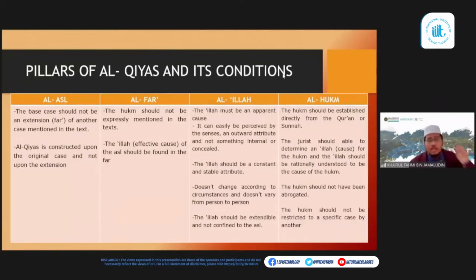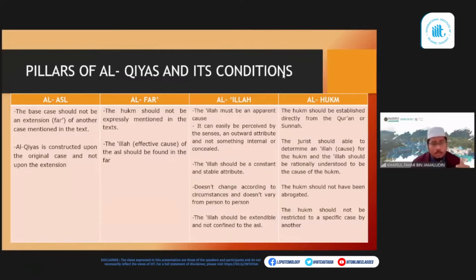Shurut for the arkan. We have four pillars of qiyas: al-asl, al-fara', al-'illah, al-hukm. We're going to look into the first one, al-asl, the original case. The base case shouldn't be an extension, a fara' of another case mentioned in the text. So when we talk about al-asl, it must be the original one that is found in the Quran or Sunnah.